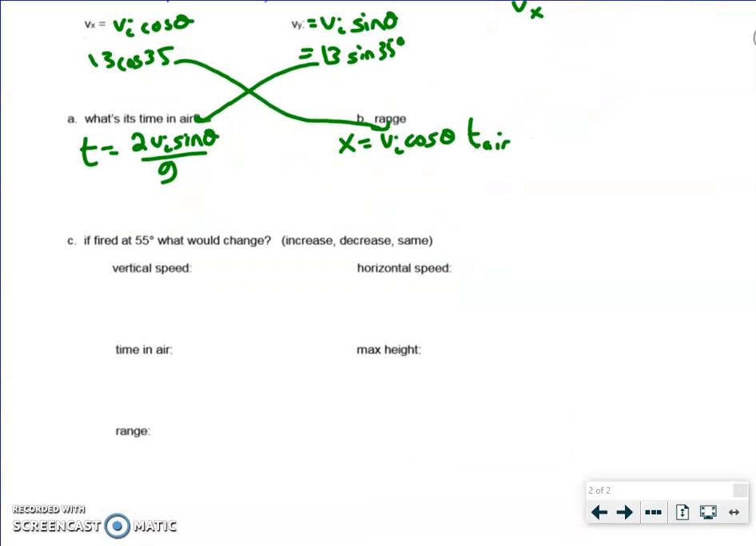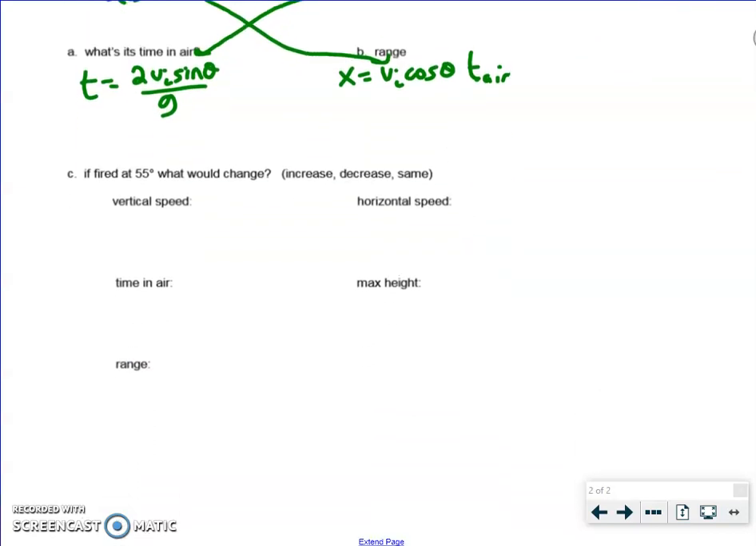Then let's say we fired it at 55 degrees. How would things change? Our initial angle was 35 degrees, so I'm going to use that as contrast. How about the vertical speed? Well, 55 is more vertical than 35, so that's going to go up. Horizontal speed is less because it's less horizontal. Time in the air, all right, remember from the lab, time in the air depends on how vertical it is. So the more vertical, the more time in the air. Maximum height is also going to increase because the more vertical you fire it, the more it's going to go up.